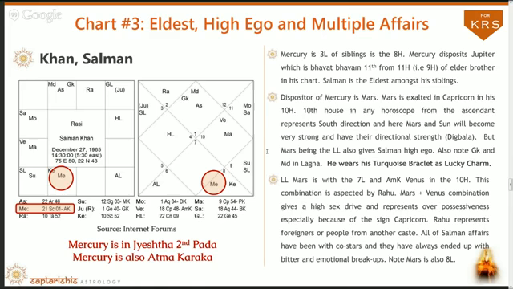Now you have to understand that when Mars and Venus are sitting together, the combination signifies a high sexual drive. And Mercury is also sitting there. Now let's come to Jyeshtha Nakshatra. Mercury is Atma Karaka sitting in the 8th house, and it's aspected by Rahu.